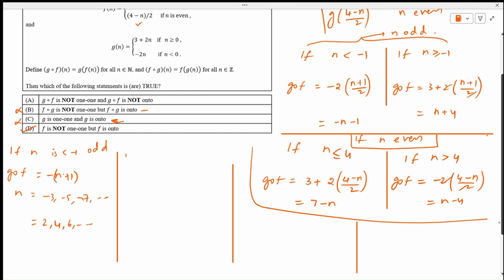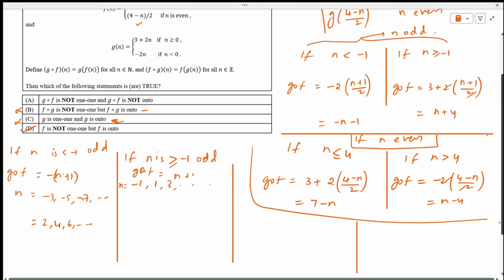If n is greater than or equal to minus 1 and odd, then we can take minus 1, then 1, 3, and so on. These are the possible values of n. And for this, g of f is equal to n plus 4. So we'll get minus 1 plus 4 is 3, then 5, and 7, and so on.